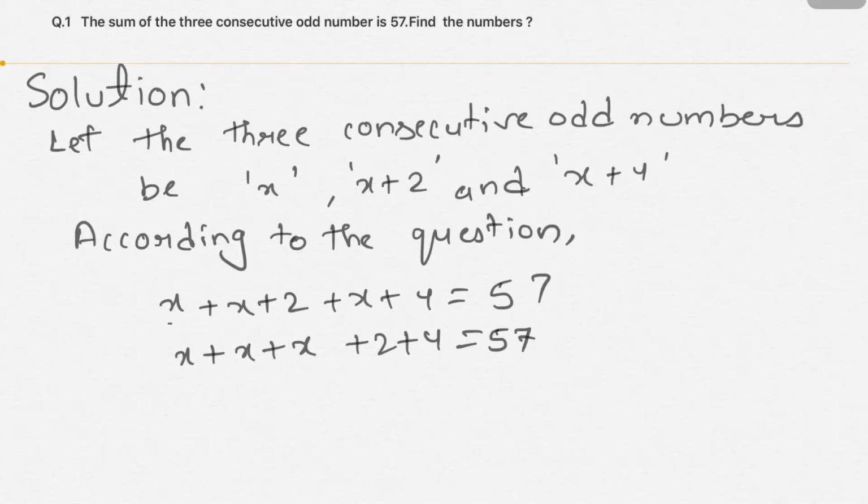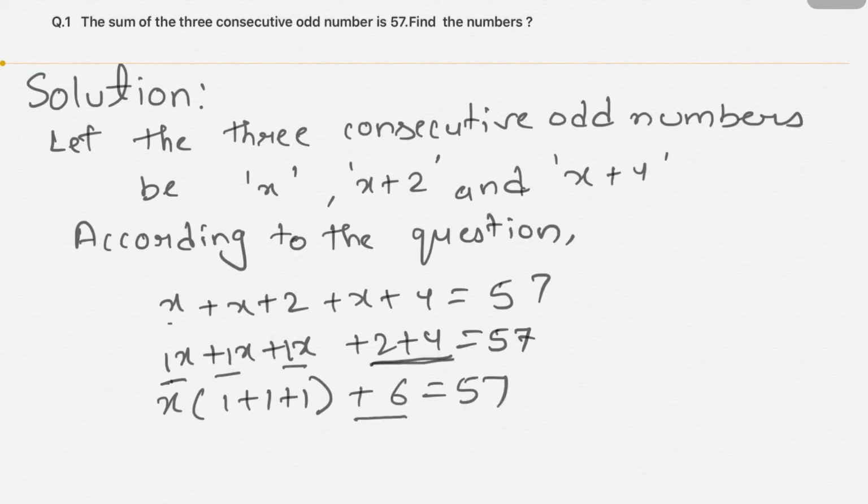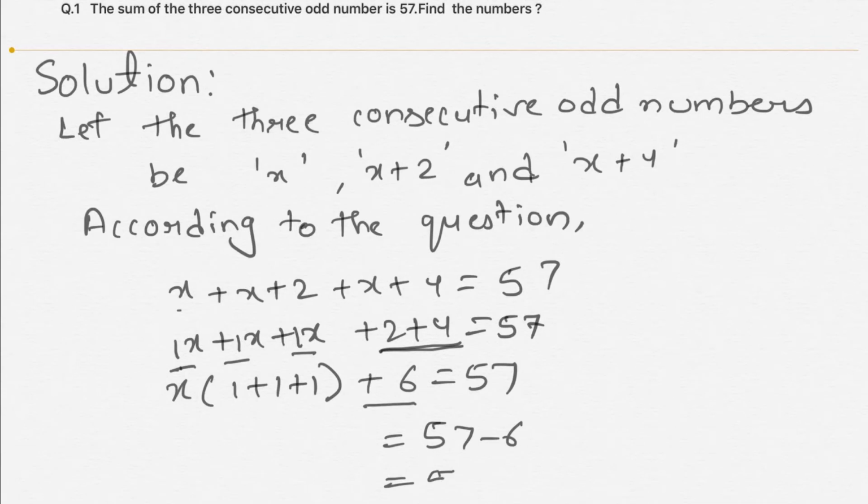Now, before these variable terms, we don't have any number, so there is a 1 before them: 1x plus 1x plus 1x, or you can take x as common. In brackets, we have 1 plus 1 plus 1, bracket close, and this 2 plus 4 is 6, which is equal to 57. Now, this is the constant term. We can switch this to the right hand side. We have 57 minus 6, which is equal to 51. Now on this side, we have 1 plus 1 plus 1 is equal to 3, 3 into x. So we have 3x is equal to 51.